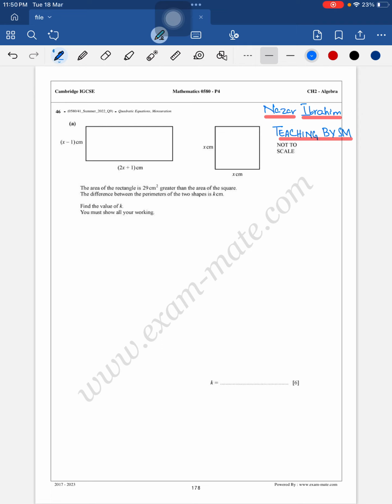Today we'll be discussing Cambridge IGCSE Mathematics 0580 Paper 4 Algebra component.